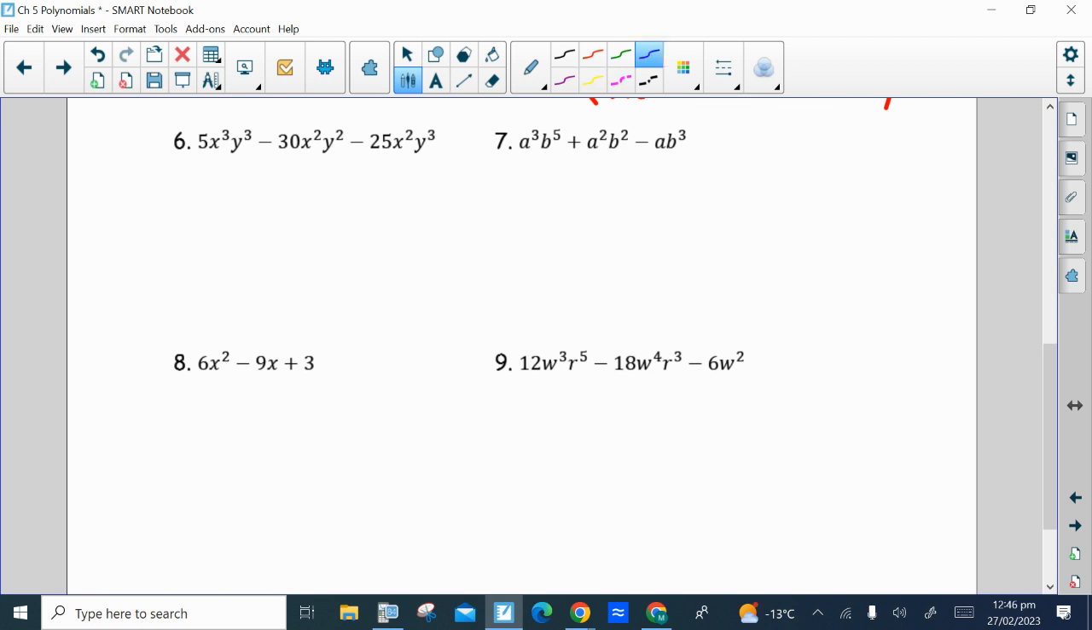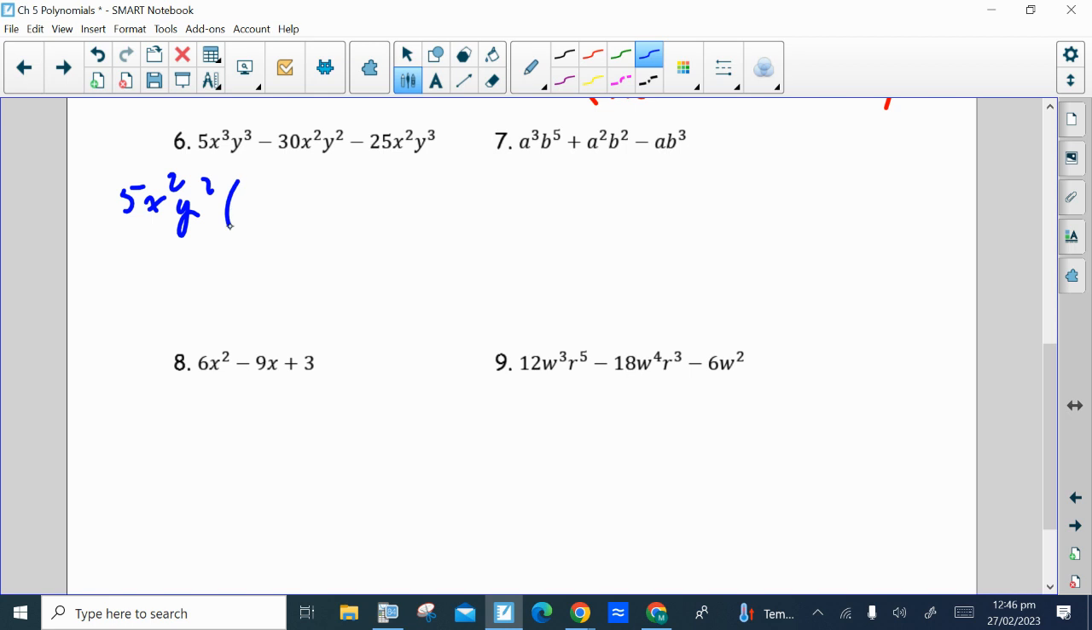Question 6. There's 3 terms there. The coefficients are 5, negative 30, negative 25. Those are all divisible by 5. All 3 terms have at least one x in them. And the smallest power on x, if you compare all 3 of them, is x squared. All 3 terms also have y's in them. And again, if you compare all 3 of them, the smallest power of y is y squared. So that's your greatest common factor.